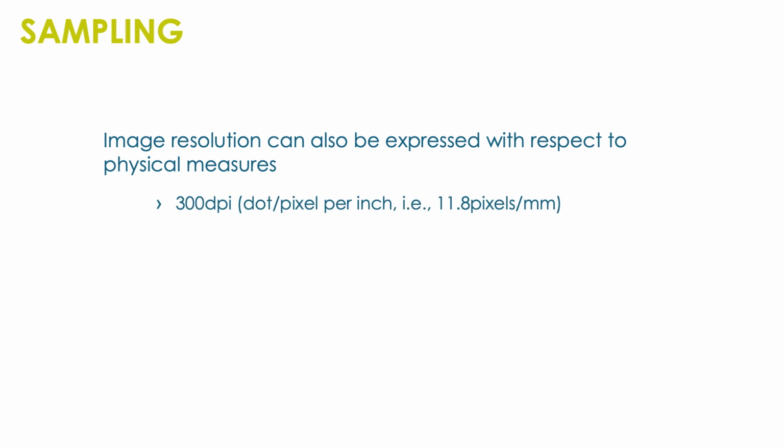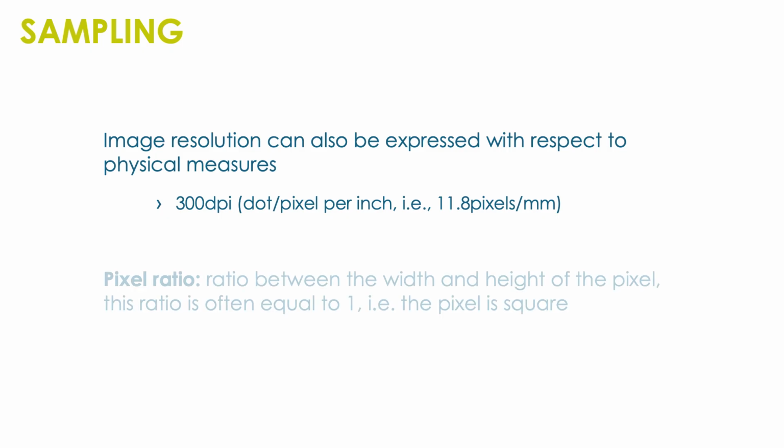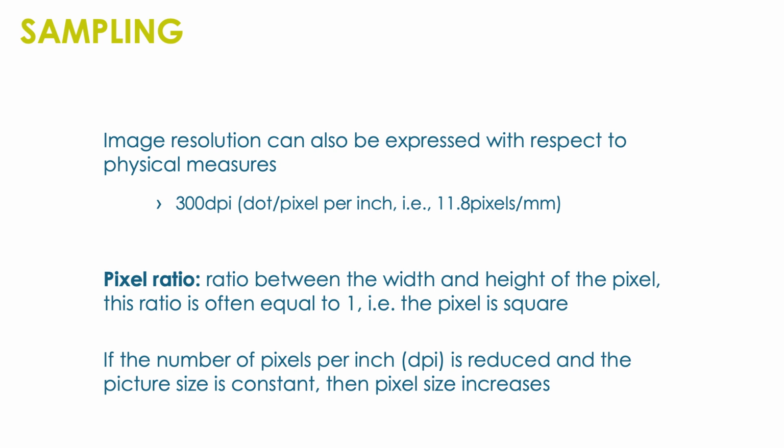Image resolution can sometimes also be expressed with respect to physical measures. This is done using DPI, dots or pixels per inch. For example, an image can have a resolution of 300 dpi. This measure is mainly used for printing, where physical dimensions matter. In this case, it is important to mention the pixel ratio, that is, the ratio between the width and the height of the pixel. Very often this ratio is equal to 1, which corresponds to a square pixel. However, in some applications, it can be convenient to use other ratios.